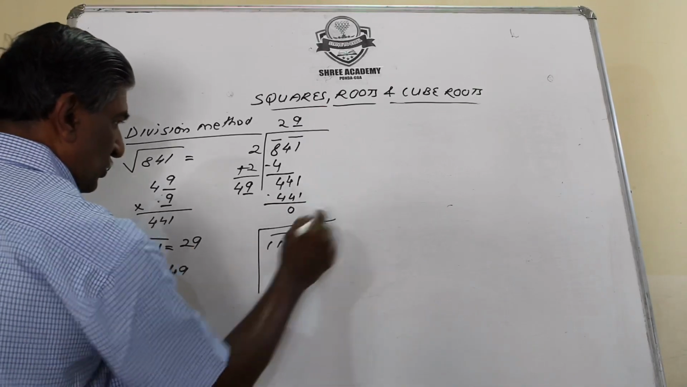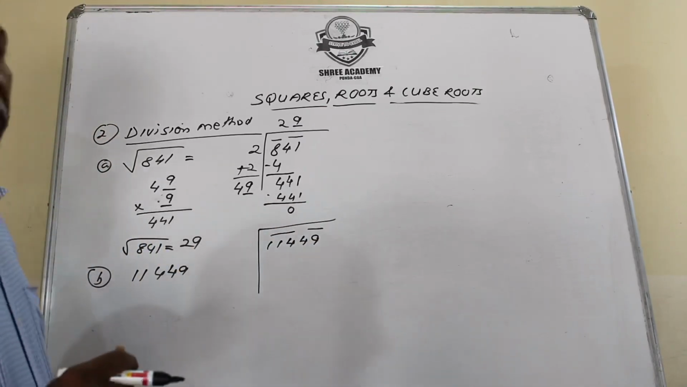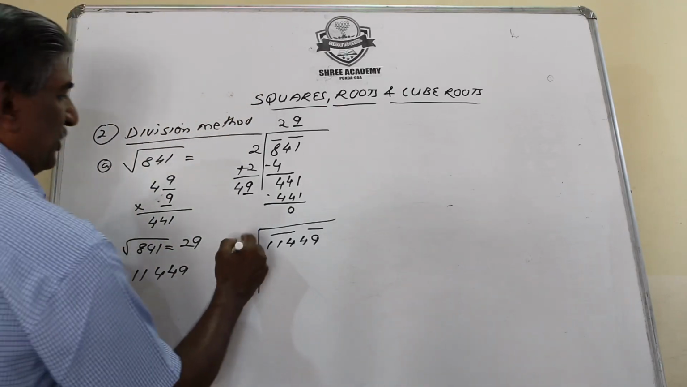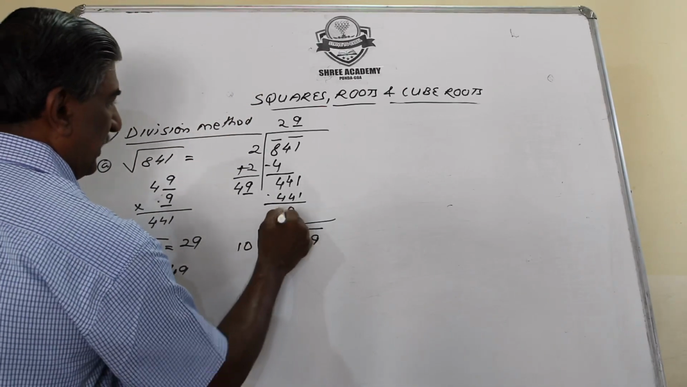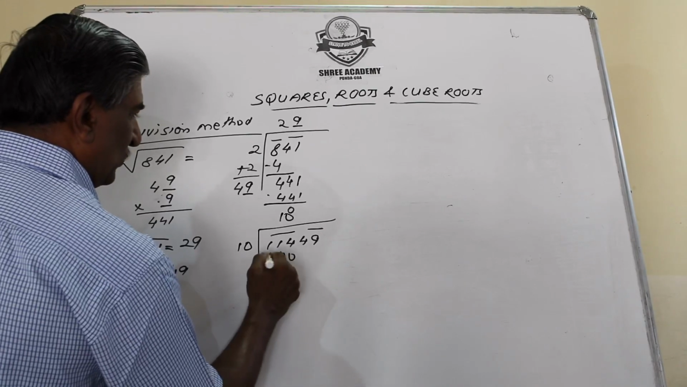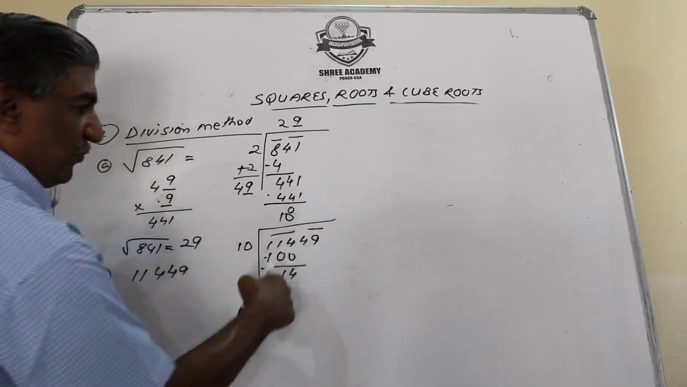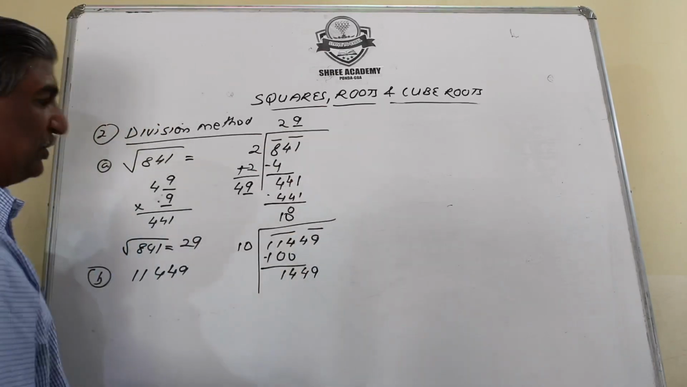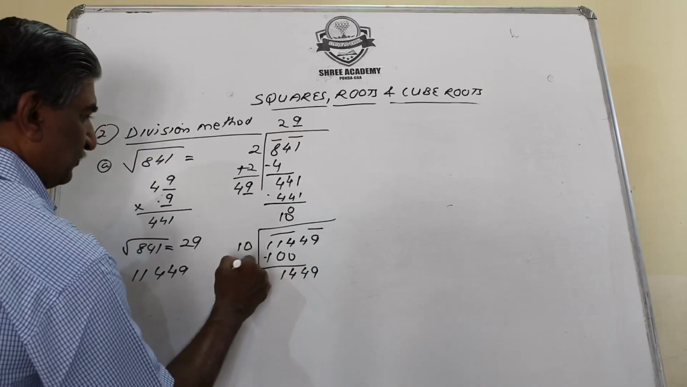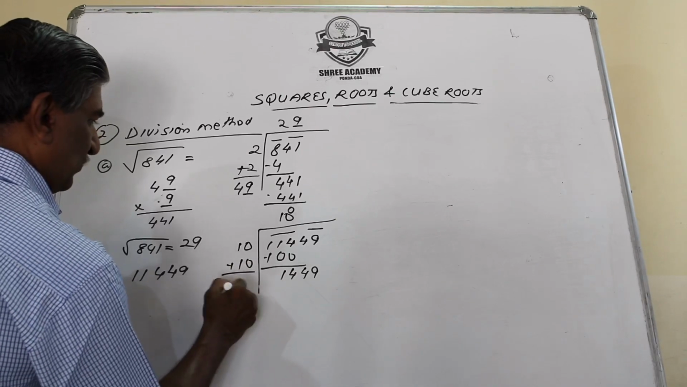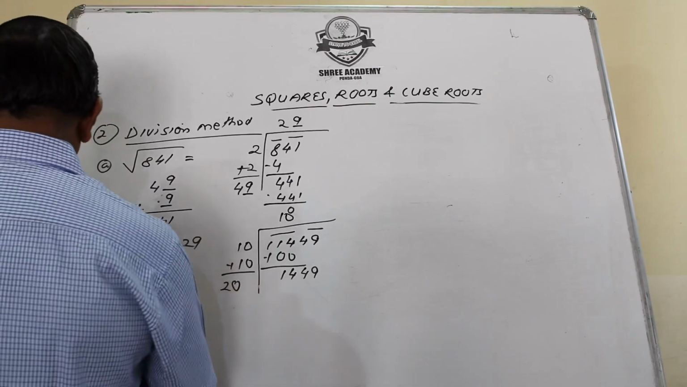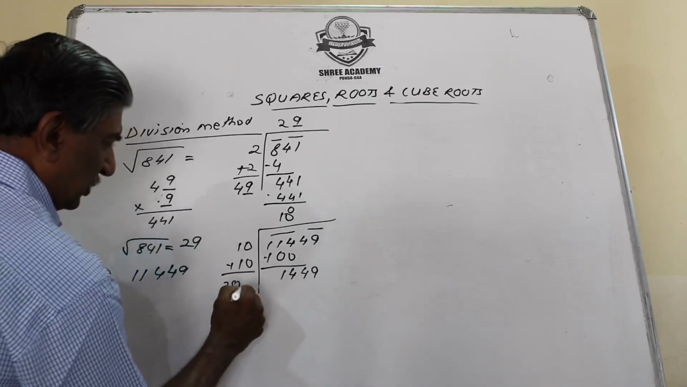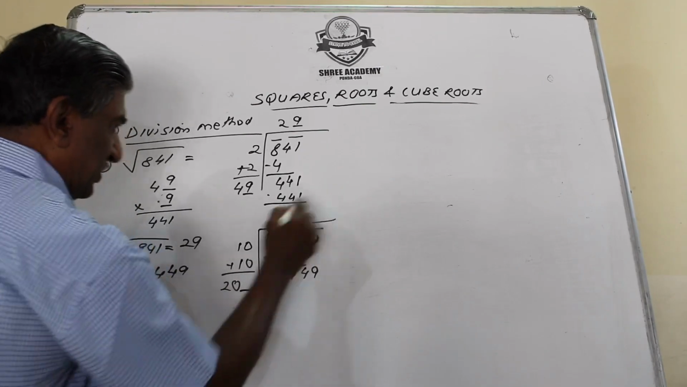Now which is the perfect square nearest to 114 but less than it? Obviously it is 100. So 10 tens are 100. When we subtract, we are getting 14. Now again we have to bring down both the digits together. This 10 I will be adding to this 10. This becomes 20. Now I have an option. I have to put a digit here and the same digit here.